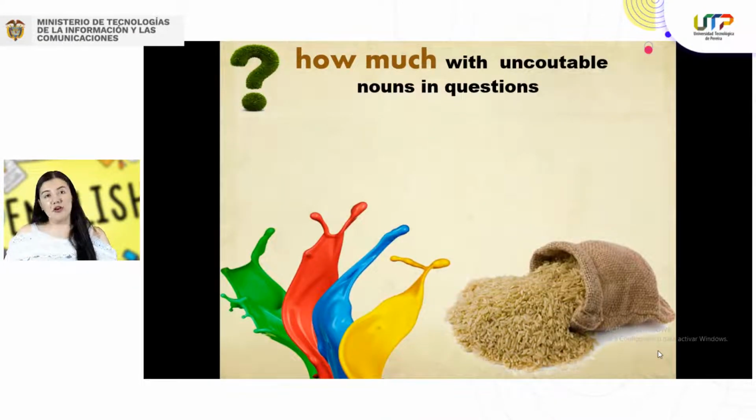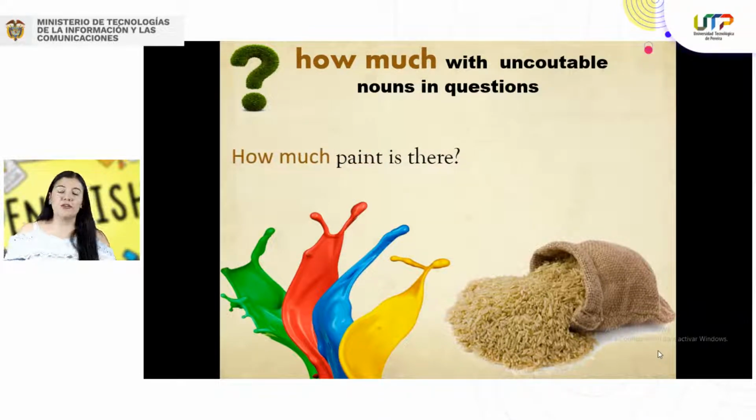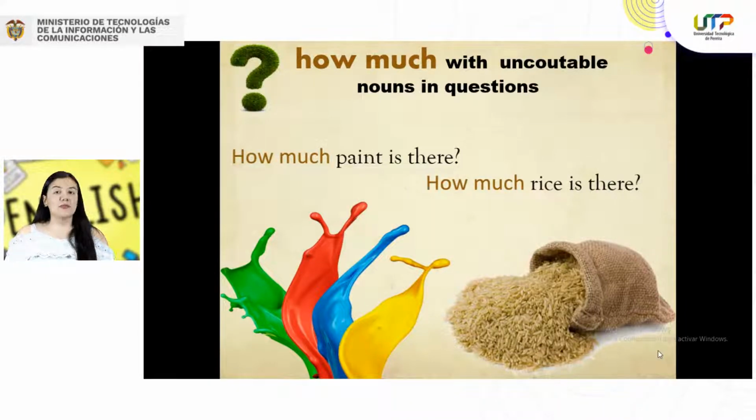Y para no contables tenemos how much. So how much with uncountable nouns, lo mismo, simplemente lo pongo al inicio y hago la pregunta acerca de la cual quiero indagar la cantidad de algo. Entonces tengo how much paint, eso es lo que quiero saber, how much paint is there, y how much rice is there. Tenemos ahí los dos ejemplos de no contables.